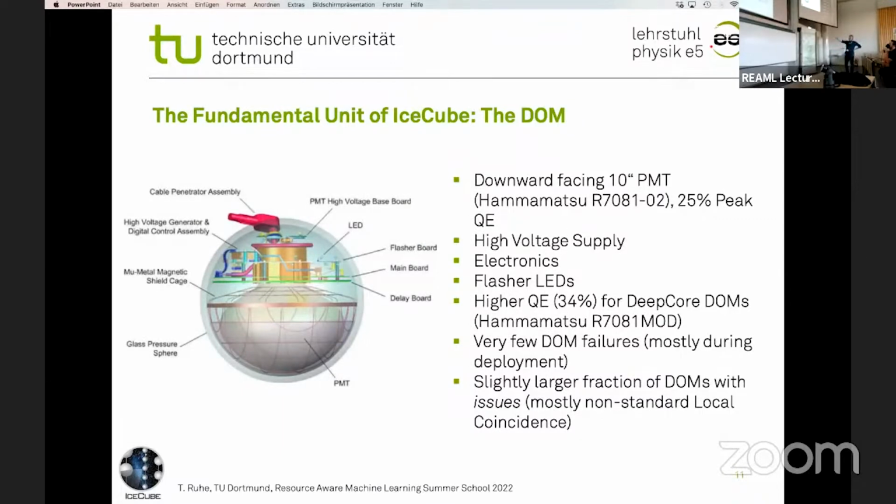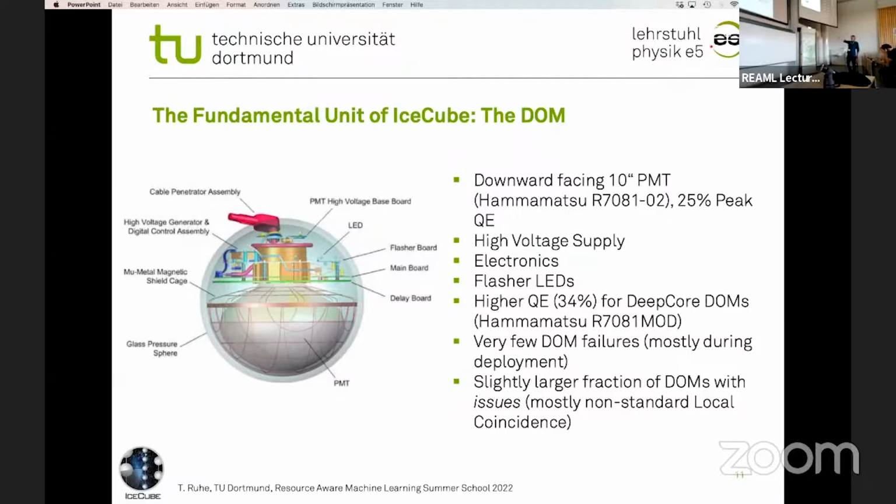It has one downward facing photomultiplier. So we're looking downward facing. North and south is always a little difficult. So downward facing means this thing looks towards the north. Okay, then you have something additional like high voltage supply and electronics for readout.